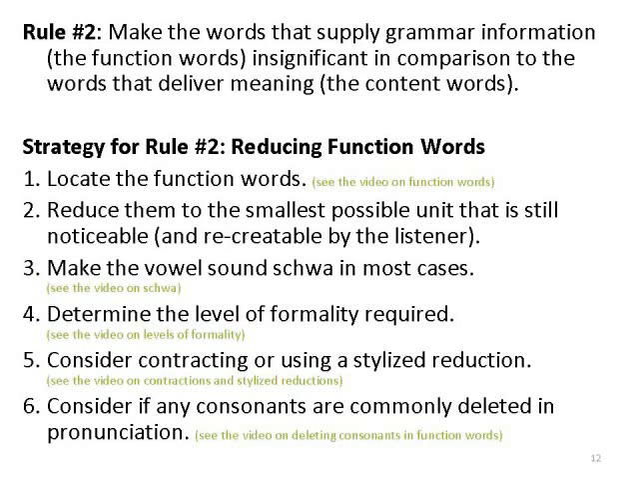Number 1, locate the function words. Number 2, reduce them to the smallest possible unit that's still noticeable. It has to be acoustically viable. We have to be able to hear something, and it has to be recreatable by the listener. 3, make the vowel sound in the function word into a schwa in most cases, and we'll look at a schwa later on. It's the smallest possible unit of sound. Number 4, determine the level of formality required, because there will be fewer reductions and less de-emphasis of function words in some cases. 5, consider contracting or using a stylized reduction. And 6, consider if any consonants are commonly deleted in the pronunciation.